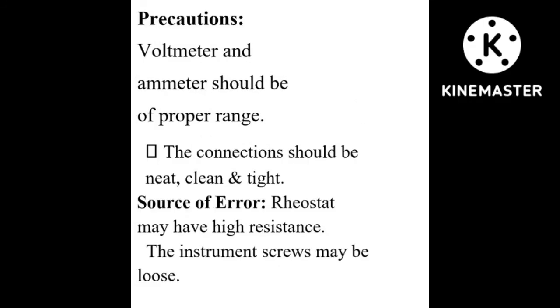We can write down 2 precautions and 2 sources of error also. That is, precautions: voltmeter and ammeter should be of proper range, and the connection should be neat, clean and tight. The sources of error: rheostat may have high resistance, or the instrument screws may be loose.